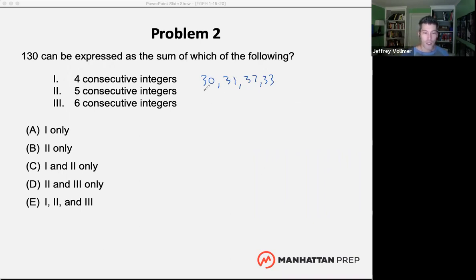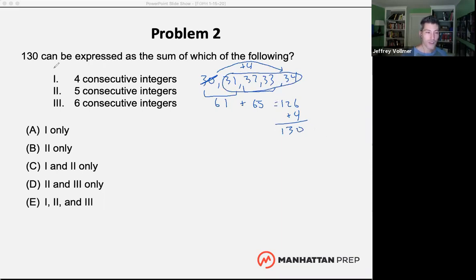Well, 30 plus 31, that's 61. 32 plus 33 is 65. You add those up, you get 126. So I'm close. That means let's go to the next group of four consecutive integers. Let's replace 30 with 34. And rather than add them all up again, just realize, hey, I've added four when I've gone from 30 to 34. So I should be able to add four here, get to 130. And that means, yeah, Roman numeral one works. Yeah, other ways to do it that I'm getting in chat as well.